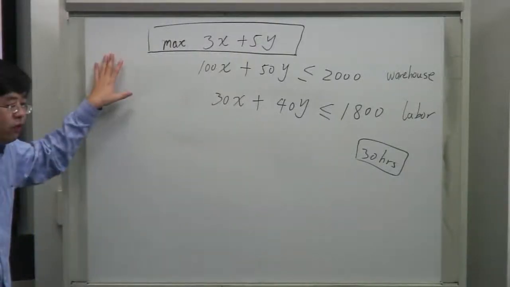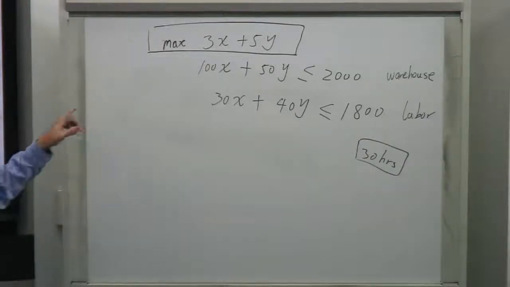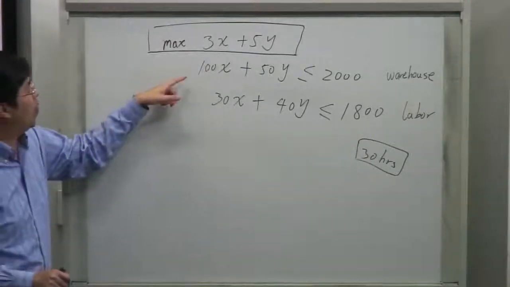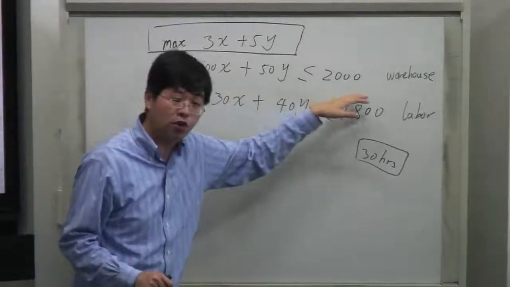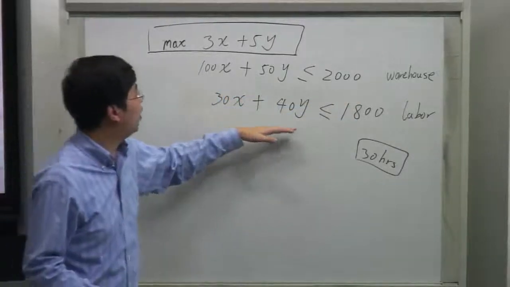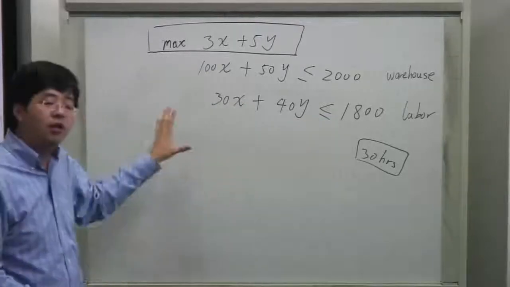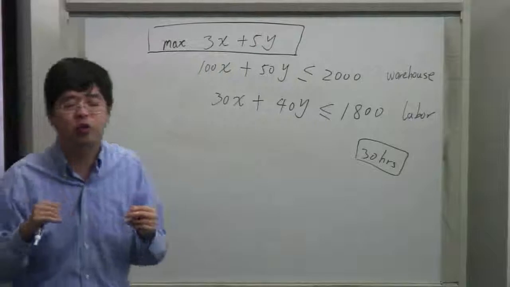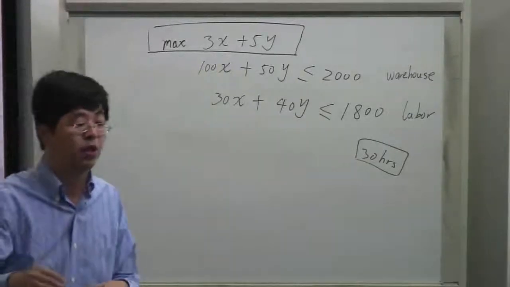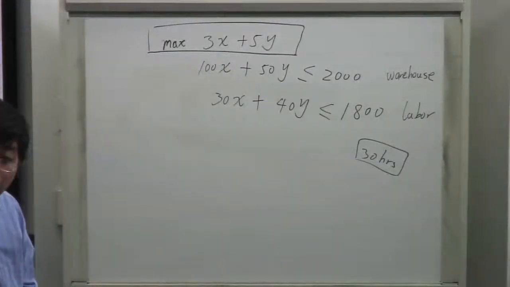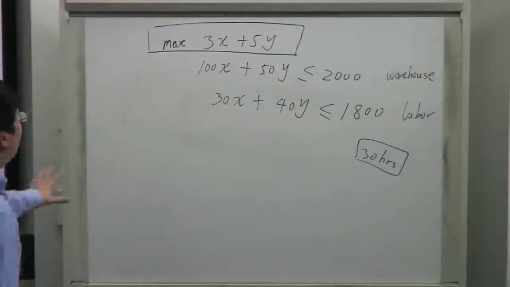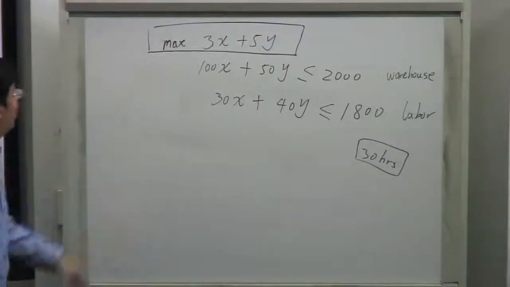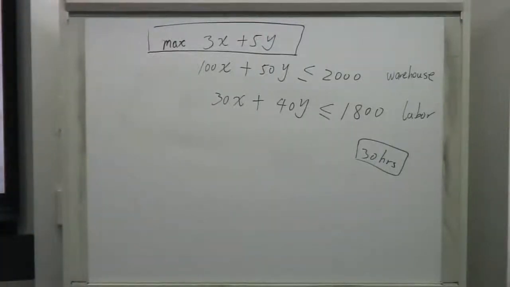So the objective function is linear, and moreover, the constraints are also linear. You can see here, 100x plus 50y less than or equal to 2000, and 30x plus 40y less than or equal to 1800. They are both linear constraints. When we talk about constraints, we mean inequality: some expression greater than or equal to, or less than or equal to, something. When both the objective function and the constraints are linear functions, it's called a linear program problem.